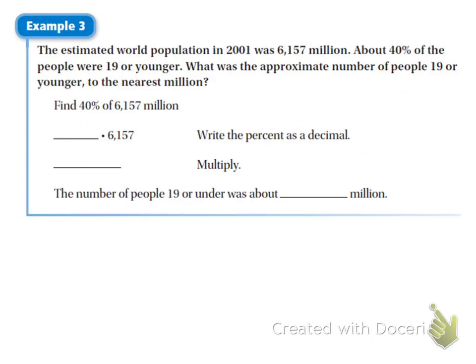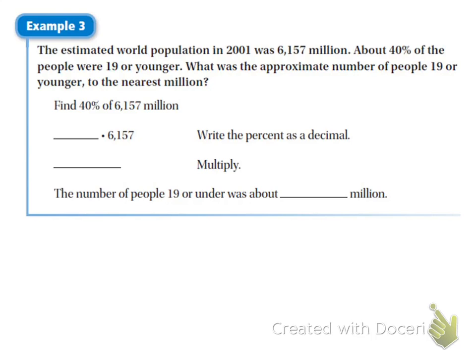Okay, let's take a look at example number 3. On example number 3, the estimated world population in 2001 was 6,157 million. About 40% of the people were 19 years of age or younger. What was the approximate number of people 19 years of age or younger to the nearest million?